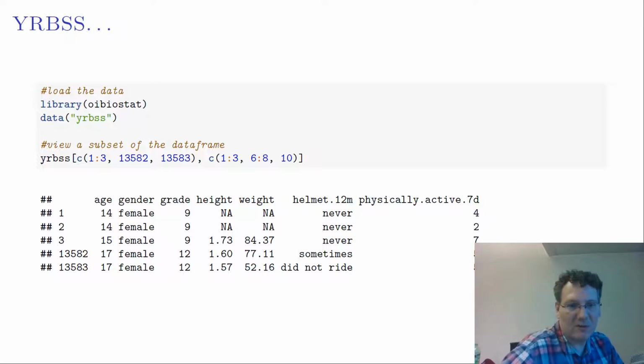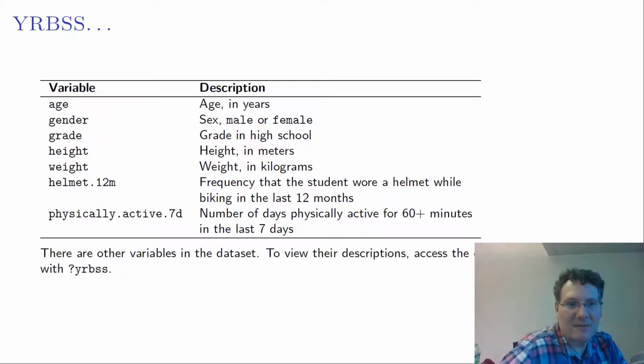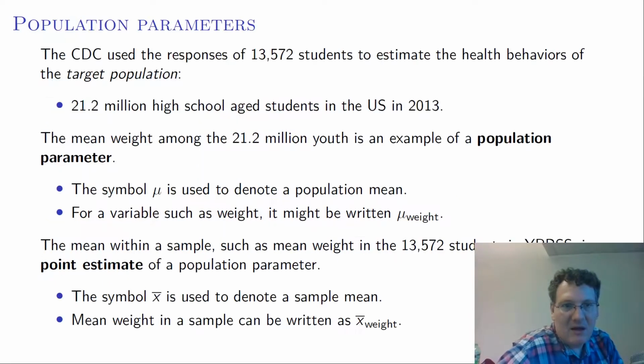So here it's just showing a few of the variables, columns 1 through 3, 6 through 8, and 10. This will give you just a sense of the kind of data. And this is what we're going to be looking at: the age in years, gender, male or female, grade in high school, height and weight in meters and kilograms, the frequency that the student wore a helmet biking in the last 12 months, and the number of days physically active for 60 plus minutes in the last 7 days. So these are the other variables, but let's focus just on these.